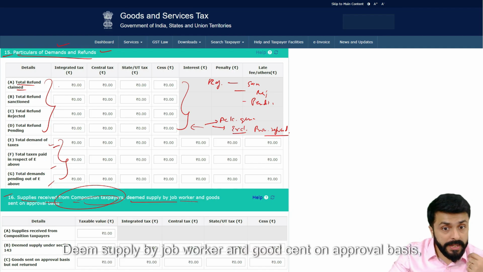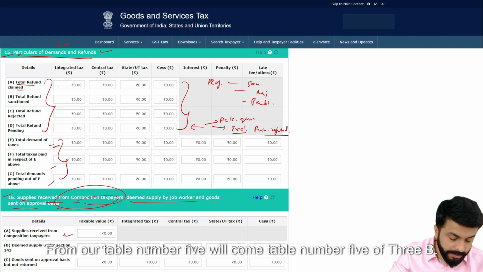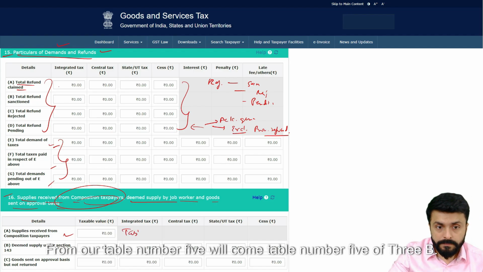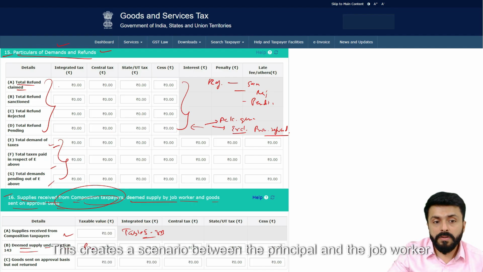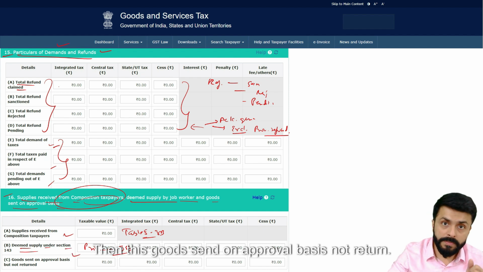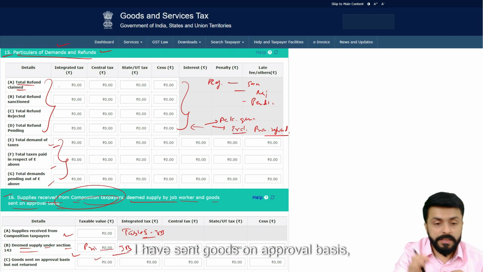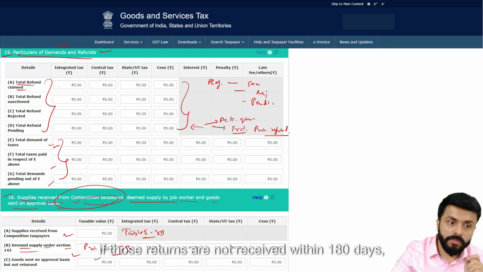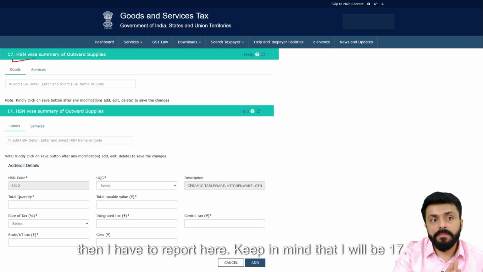Deemed supply by job worker and goods sent on approval basis. Now the taxpayer who is in it will come to us, from our table number 5 of 3B. And this deemed supply under section 143. Now what is this? This creates a scenario between the principal and the job worker. Then this goods sent on approval basis, not returned. I have sent goods on approval basis. If those returns are not received within 180 days, then I have to report here. Keep that in mind.